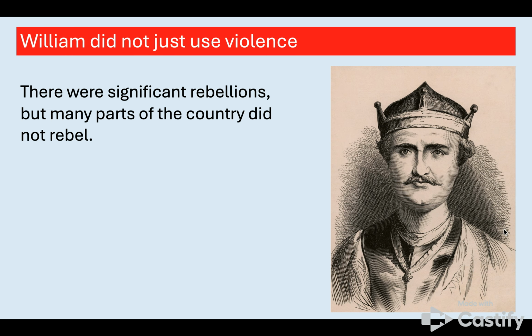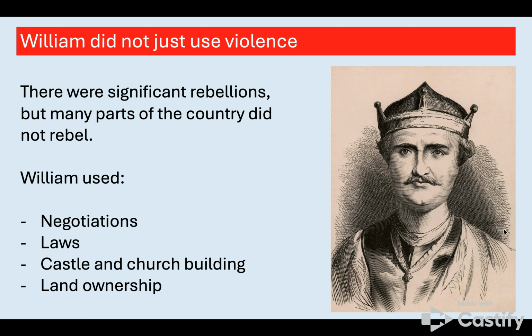And last but not least, here's a more peaceful picture of William. We could say that, okay, so there are some significant rebellions in the north, in the east. But important to note that many parts of the country did not rebel. So why were they following what William said? Why did they accept Norman rule? Well, William uses many other techniques.